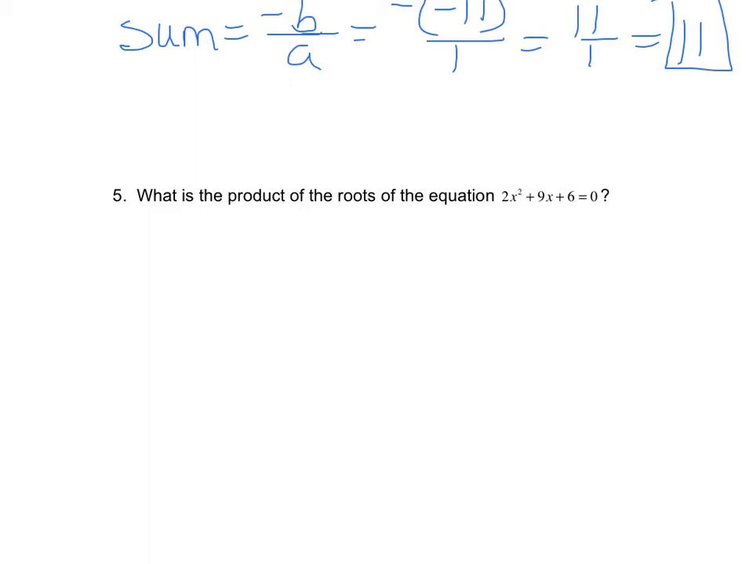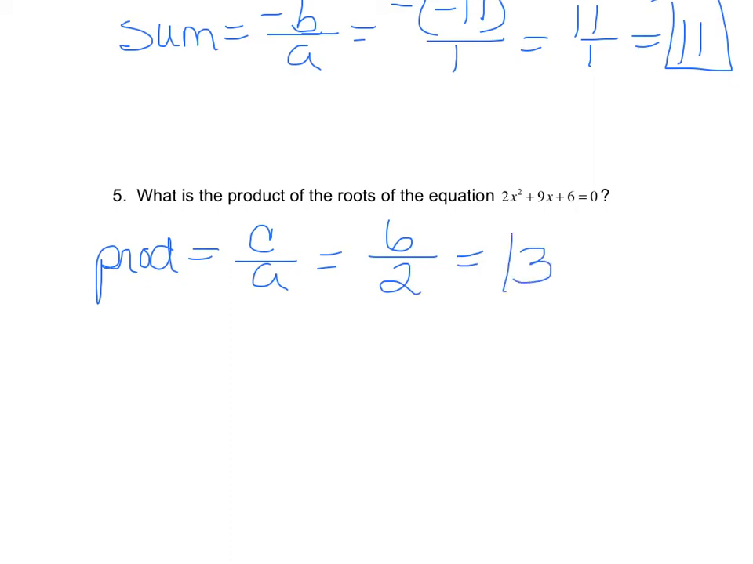I don't know the roots, so I can use the product formula, which is take your c value and divide it by your a value. All right, my c value is a 6. My a value is a 2. 6 divided by 2 is 3. That was pretty easy.